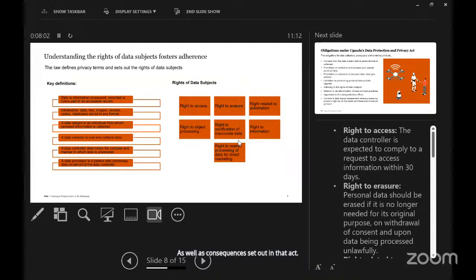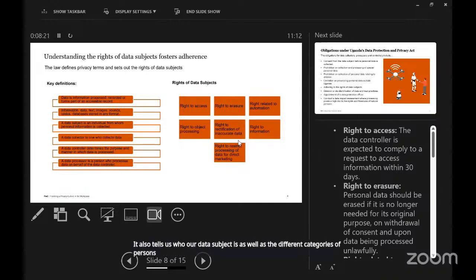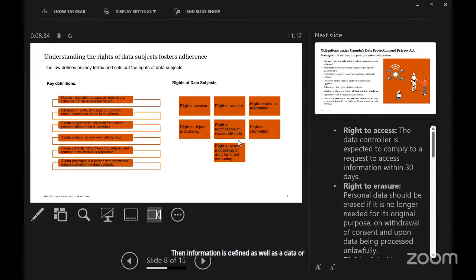So, a high-level discussion of what the act provides. We have some key definitions under the Data Protection Act, which really delineate what data is as well as what information is. It also tells us who a data subject is, as well as the different categories of persons that are involved in handling personal data. So data is information that is processed, recorded, or which forms part of an accessible record. Then information is defined as data or text or images or sounds, codes, databases stored in any format. So we are looking at a wide range of data.